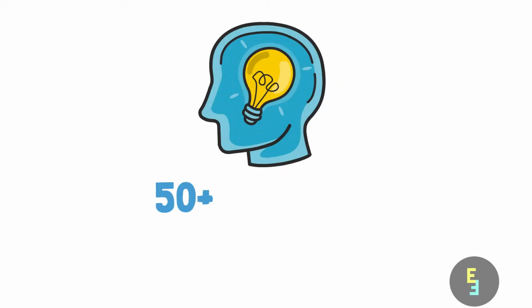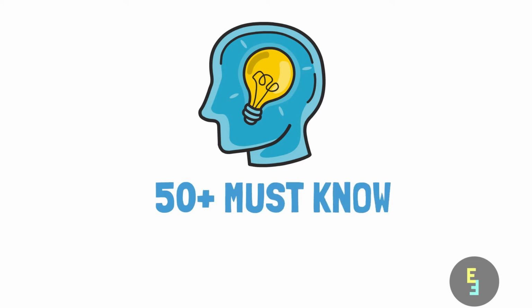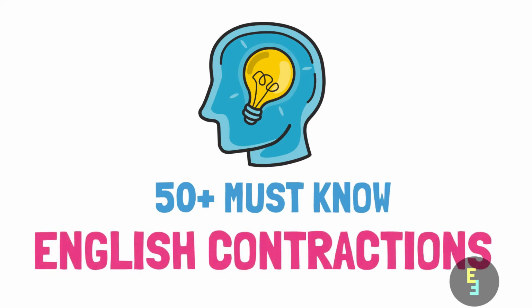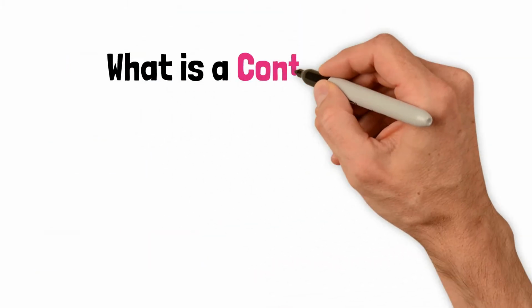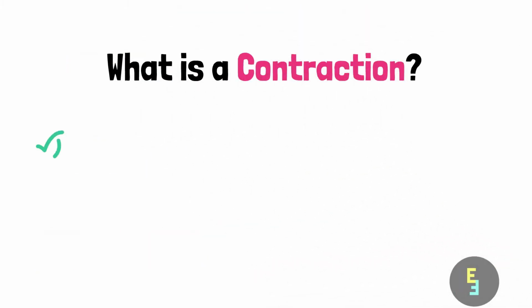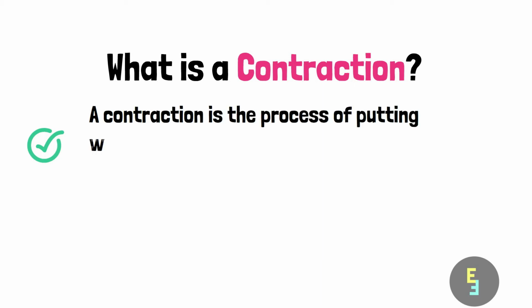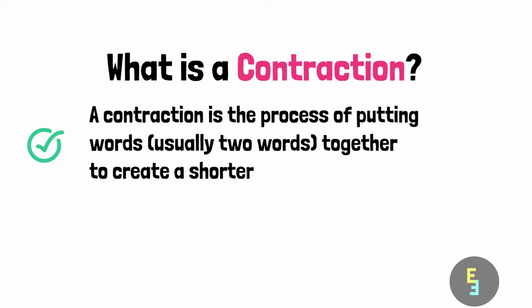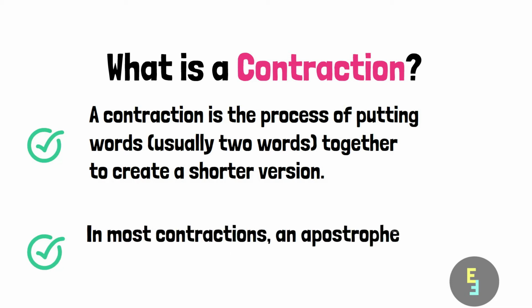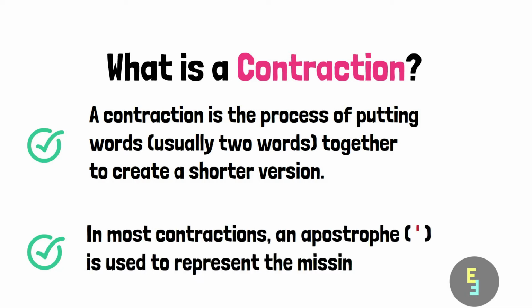In this video, we'll show you over 50 English contractions that every English learner must know. So if you're ready, let's begin. First of all, let's define what a contraction is. A contraction is the process of putting words, usually two words, together to create a shorter version. In most contractions, an apostrophe is used to represent the missing letter or letters.